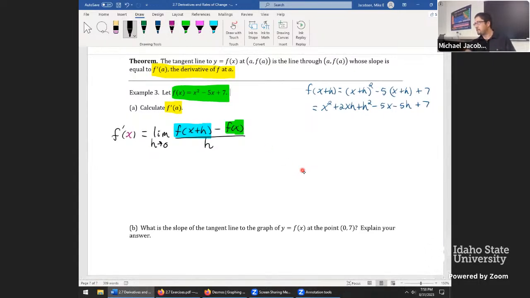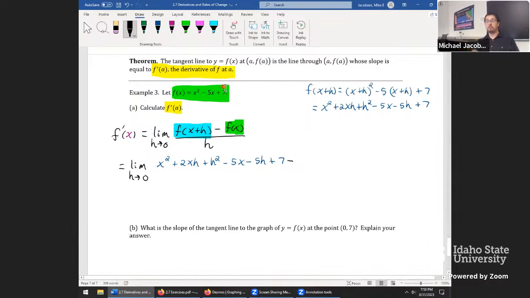Okay, so for our next step, this will be the limit as h goes to 0. I'll put in the numerator first. F at x plus h, when we expanded it out, gave us this mess. X squared plus 2xh plus h squared minus 5x minus 5h plus 7. So we got that so far. Then match up the minus sign. It's easy for me to forget that thing.